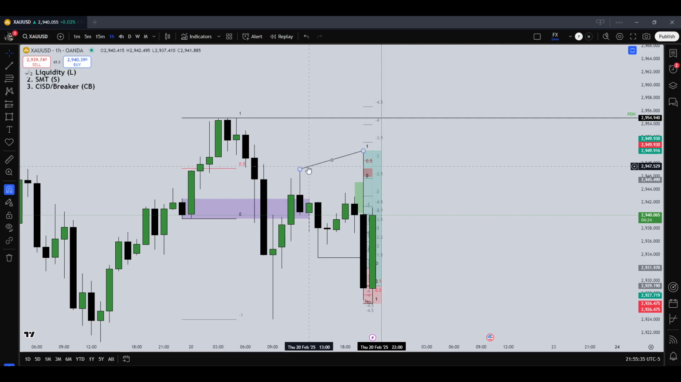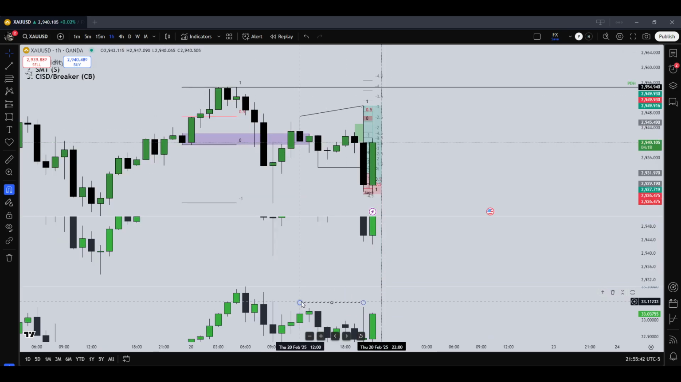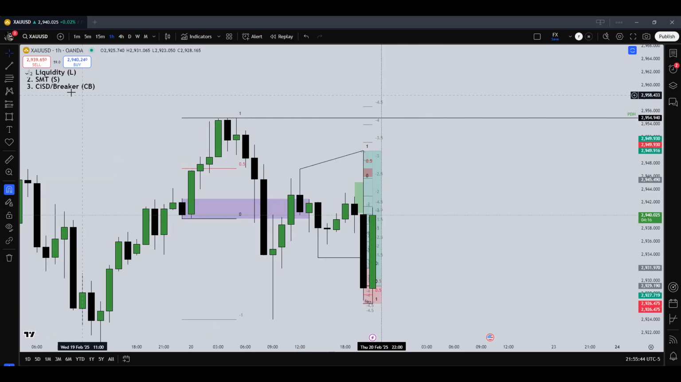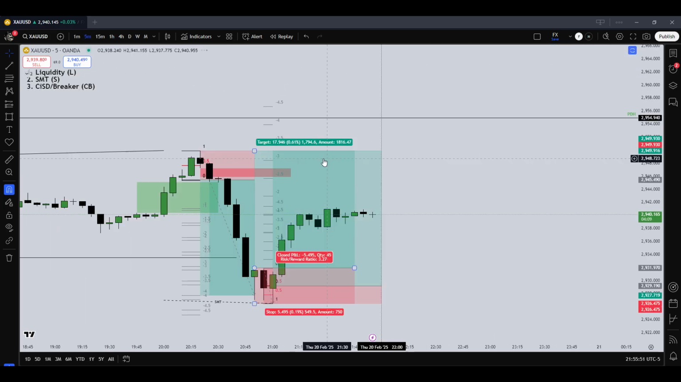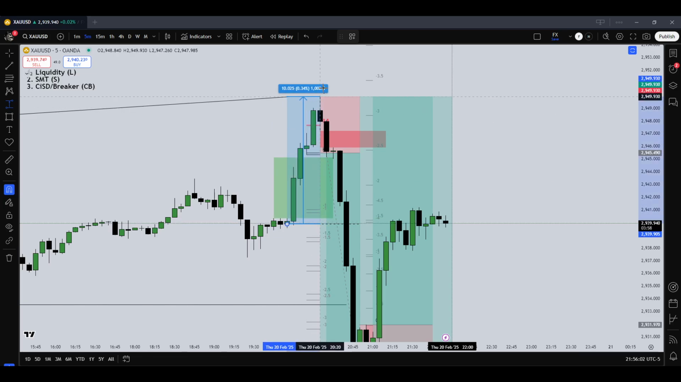Your SMT is this. We took out the high, creating a higher high. But on silver, we created a lower high. So again, liquidity, SMT, done. Now you find your CISD or breaker. If you try and find a CISD here, your entry is all the way down here, which would mean your stop loss is going to be like 100 pips, which is not very suitable for my personal style, right?